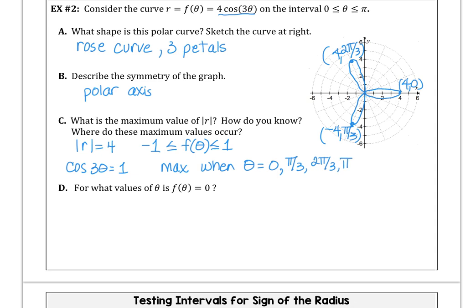So we saw that at π/3. We saw it when we started at (4, 0). We saw it again at π. We saw it at π/3 and 2π/3.